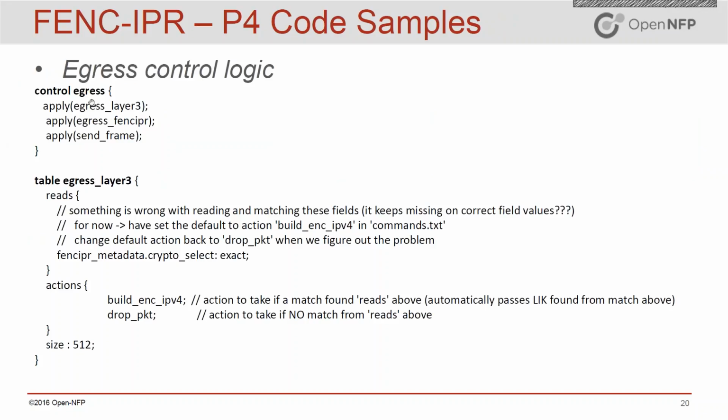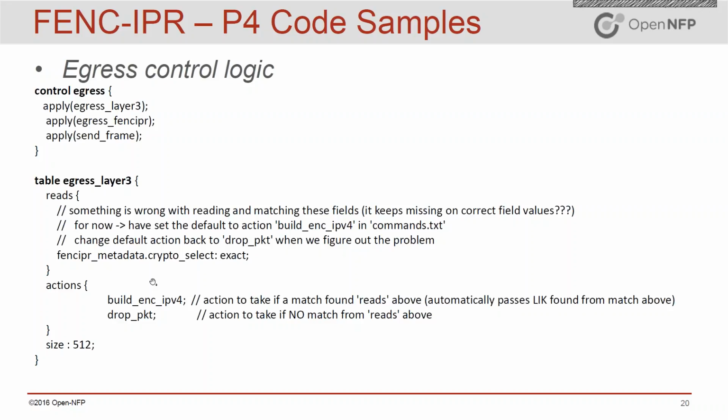So the P4 code for that looks like, and it's pretty simple. So it's apply those 3 actions. So there's kind of the egress layer 3 table builds the encrypted layer 3 packet and calculates short signature on it. The same thing for egress FENC-IPR, and then the send frame is the usual kind of send frame where it just updates the MAC addresses. And in this example, just for expediency, I kind of stubbed in the static MAC addresses for the next hop for each router in the path.